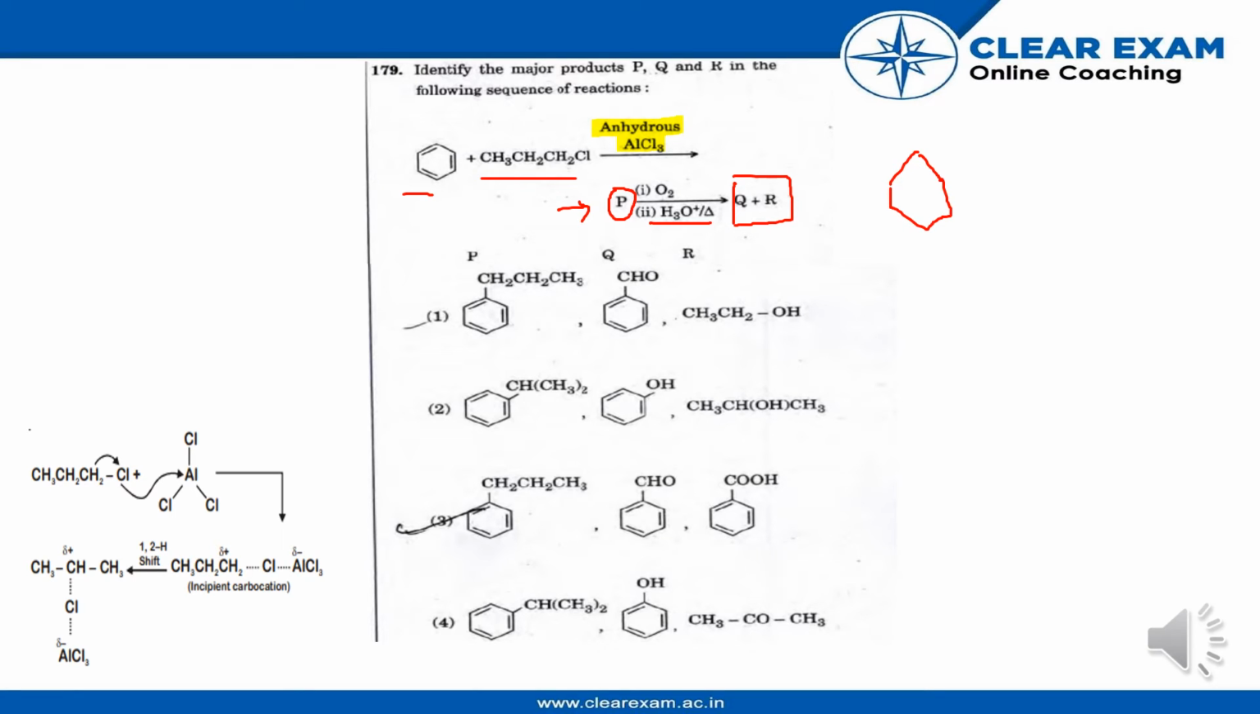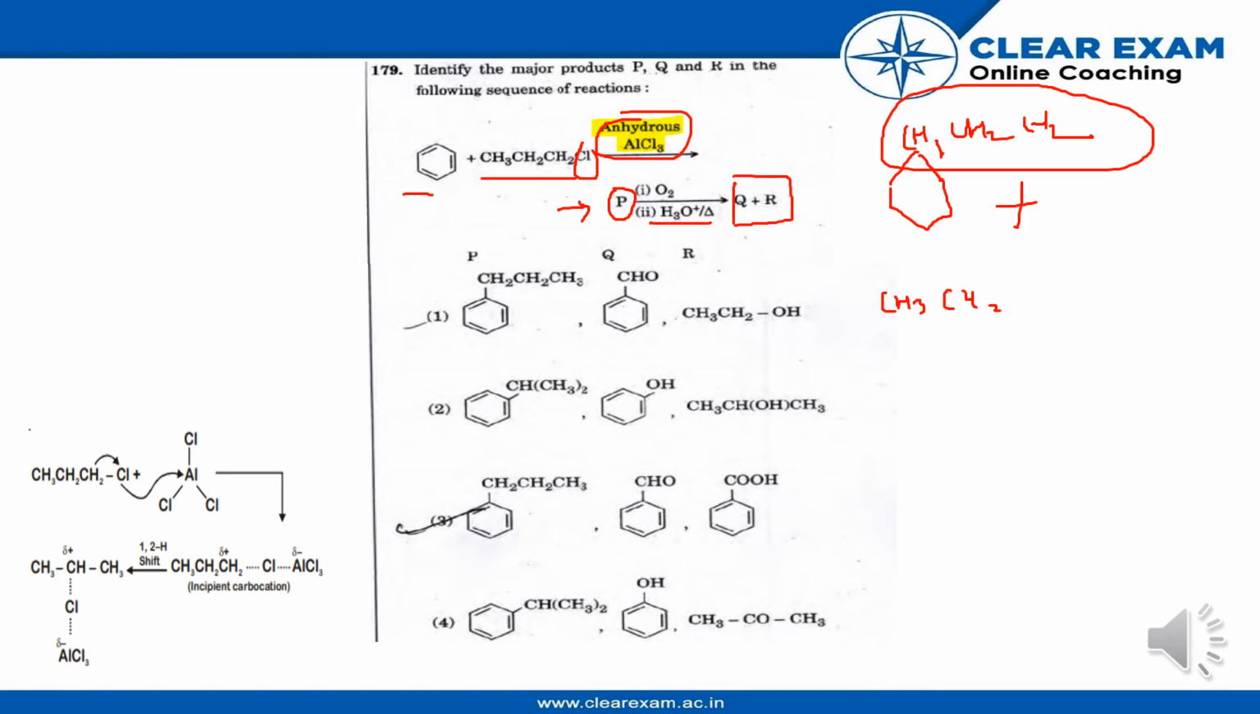Benzene will remain the same, but CH3, CH2 and CH2 will come with the benzene, plus one more product. Now this chlorine will go with the anhydrous AlCl3, and now we are dealing with CH3, CH2 and CH2.